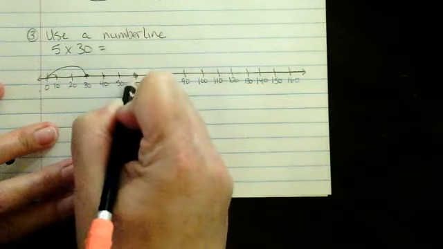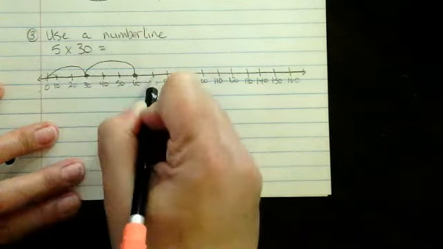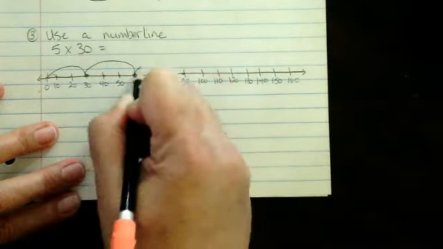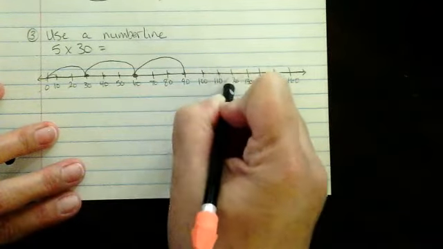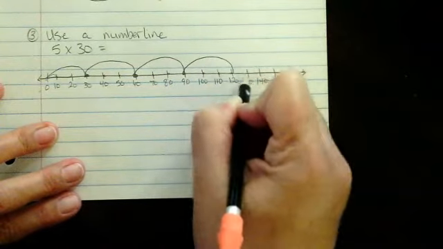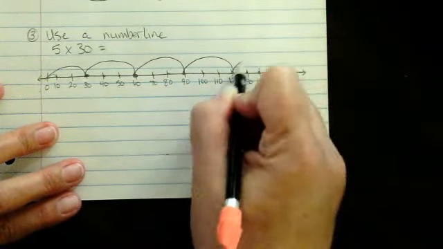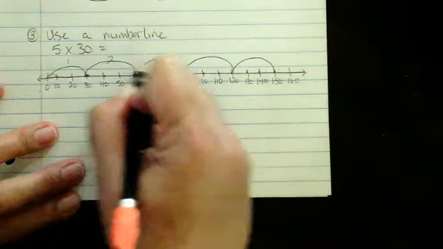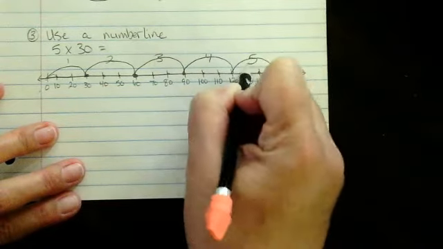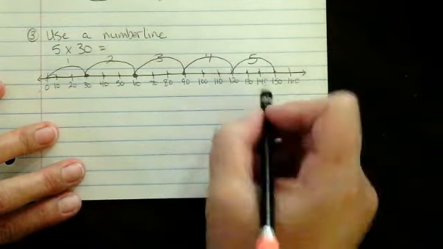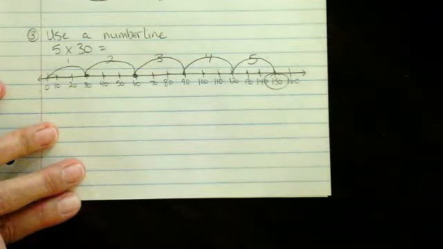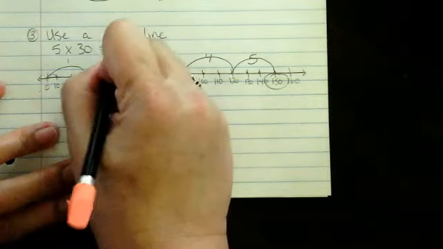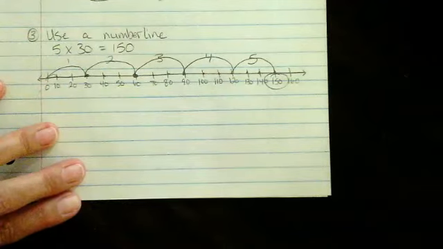10, 20, 30. There's group 2. 10, 20, 30. 10, 20, 30. 10, 20, 30. That is 1, 2, 3, 4, 5 groups of 30. So my answer would be 150. I like the number line method. It's one of my faves. So that's the third strategy that we've used.